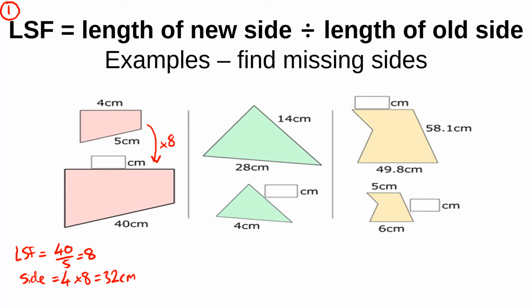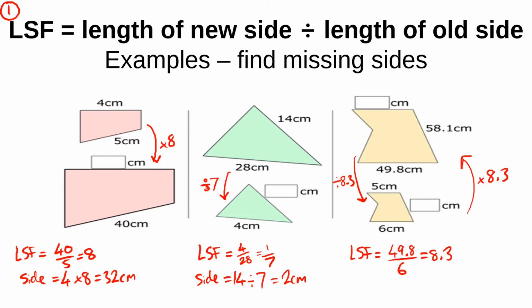So for the first one, we should have got an LSF of 8 and the side is 32 centimeters. On the second one, our LSF was 1/7, although we could also think about it as dividing by 7, and so our missing side is 2 centimeters. And on the third one, I decided to use the top shape as the new one. We're going to get 49.8/6, so our LSF is 8.3. And our missing sides there are 7 and 41.5. I've written down the sums that you would need to have used.